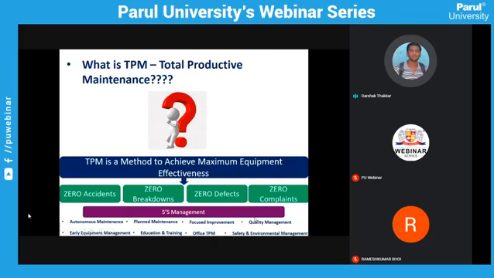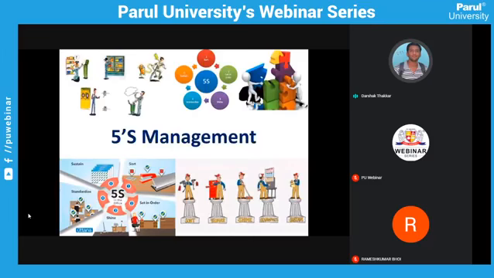But the main base of TPM is 5S management, right? So today we are going to learn about 5S management. 5S management is a very simple tool. We can say that it is the zero step of the industry, right? Before starting any industrial work, we have to have knowledge of this 5S management, right? So today we are going to start with 5S management. But before starting 5S management, I want to show one video.